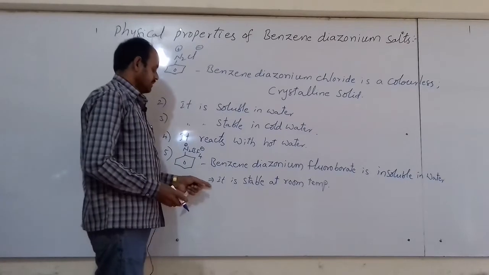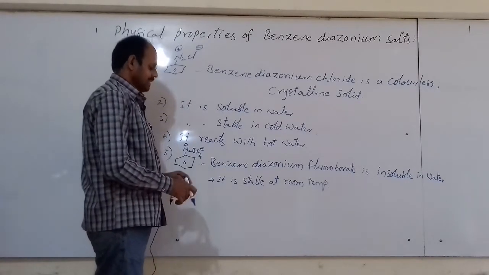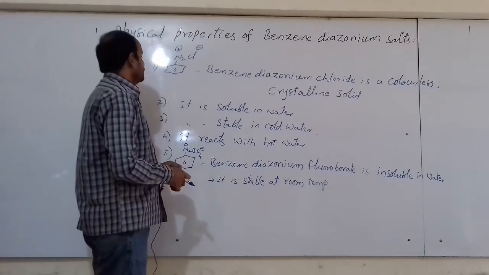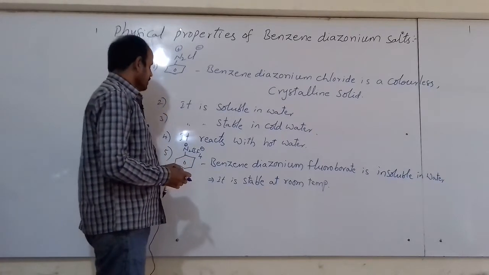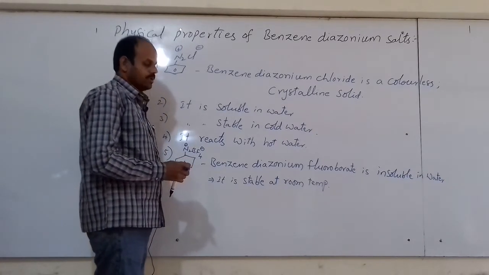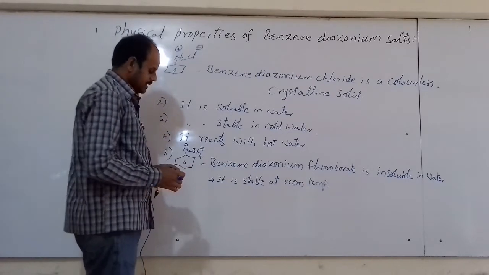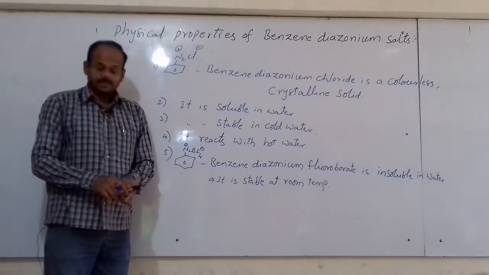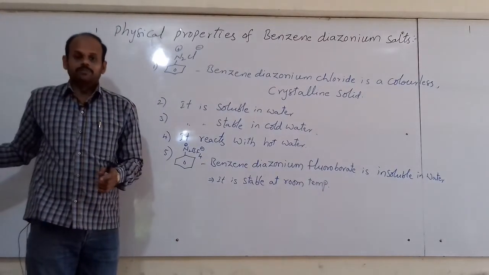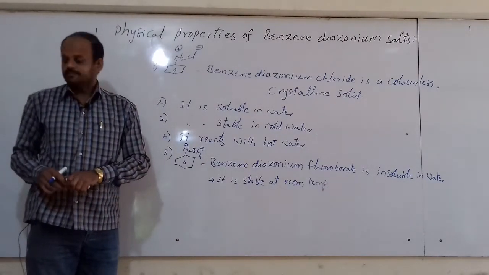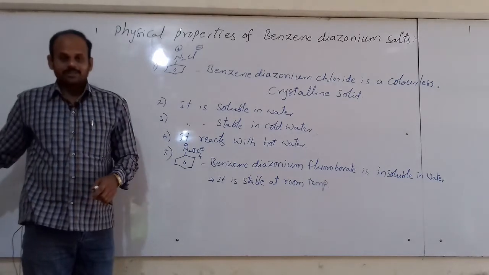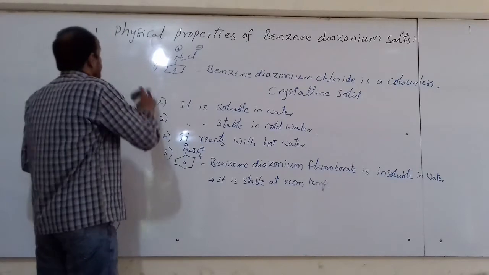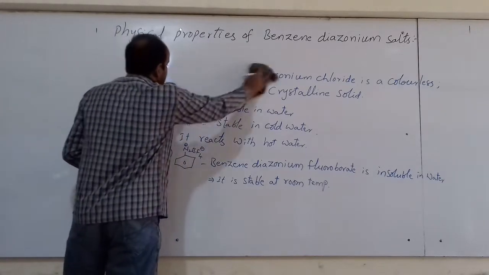This point is important for objective purposes. Which of the following is more stable at room temperature? They will give benzene diazonium chloride, benzene diazonium fluoroborate, both or none of them. So, what is the answer? Here, benzene diazonium fluoroborate is more stable at room temperature. So, these are the physical properties of some benzene diazonium salts. Next topic, chemical properties.